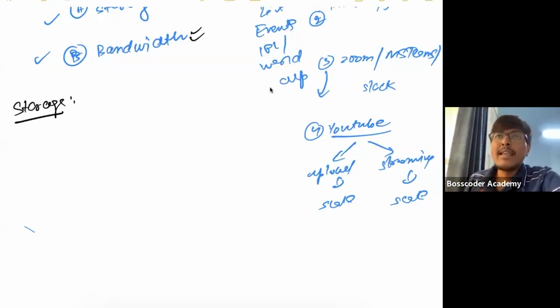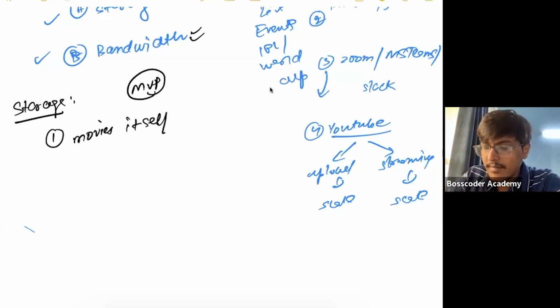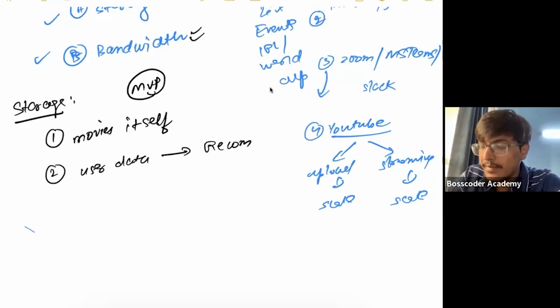So tell me, what kind of data are you storing when you are designing this? So think of MVP, right? Always think of what you have decided you are building. So one storage that you are definitely storing is the movies themselves, right? Movies or this media data you are storing. Second, you are storing user info, like user related data, which is going to power the recommendation system.